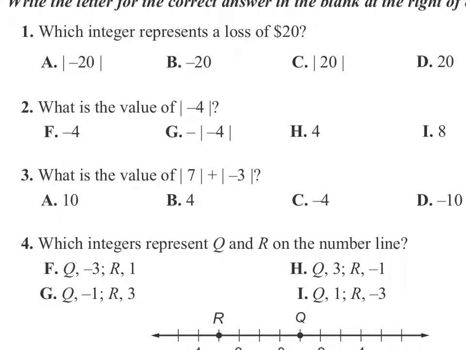Number 1, which integer represents a loss of 20 bucks? Well, right here, A, this is an absolute value, so that's more like a distance from 0. That's not really what we're looking for right here. B, that's a negative 20. Well, negative would represent some kind of loss or taking away. So I would say B.